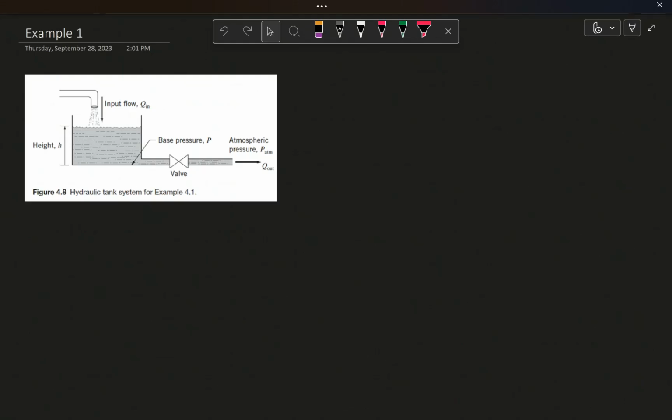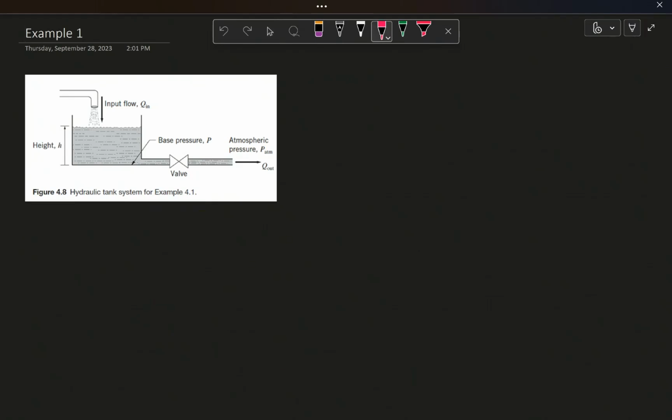Hi guys, welcome back. In this video, I want to solve an example of hydraulic systems, and I want to show you how we can use the equation for the tank for this example. The way that we model these systems is extremely similar to electrical systems, and we take a four-step approach.